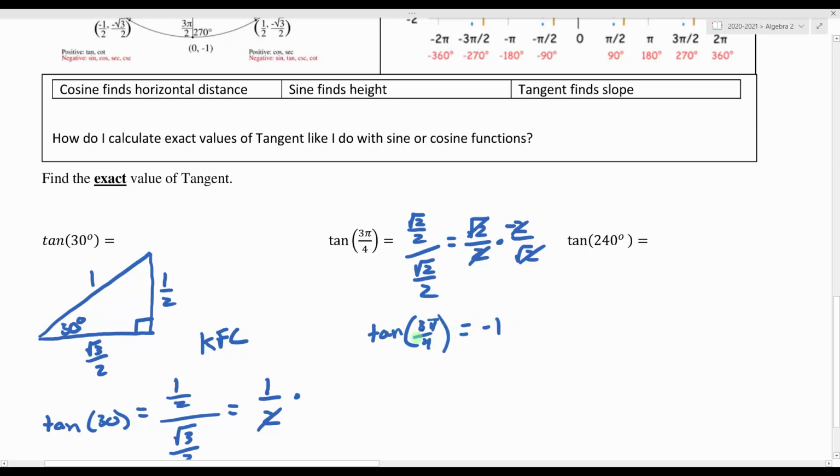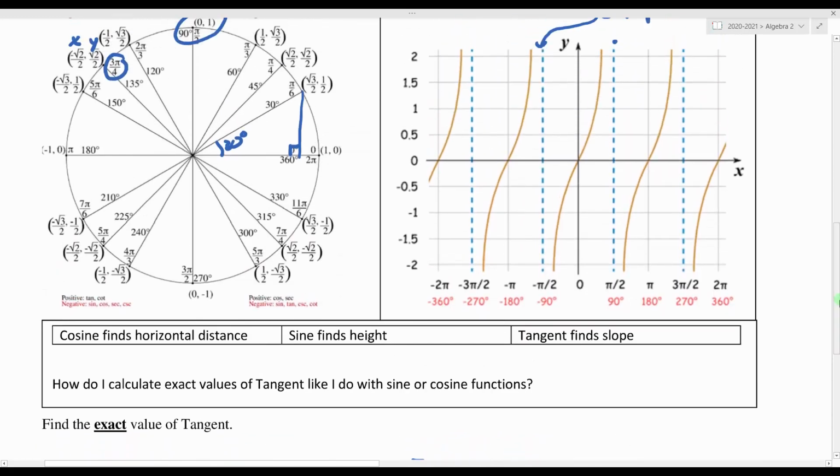And don't get thrown off by the 3 pi over 4. That's just a radian measure. All right, so it's just an angle, just like 30 degrees was. It's just in radian form. All right, let's do one more here. We're going to do the tangent of 240. So I'm going to go up to my unit circle. I'm going to find 240. Here it is. And here's my coordinates.